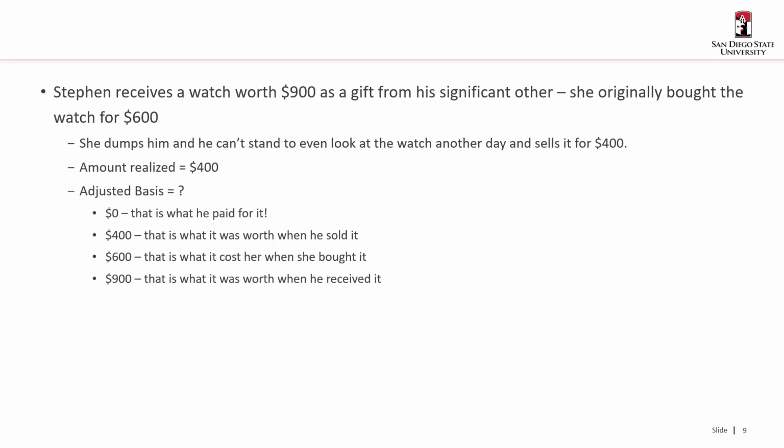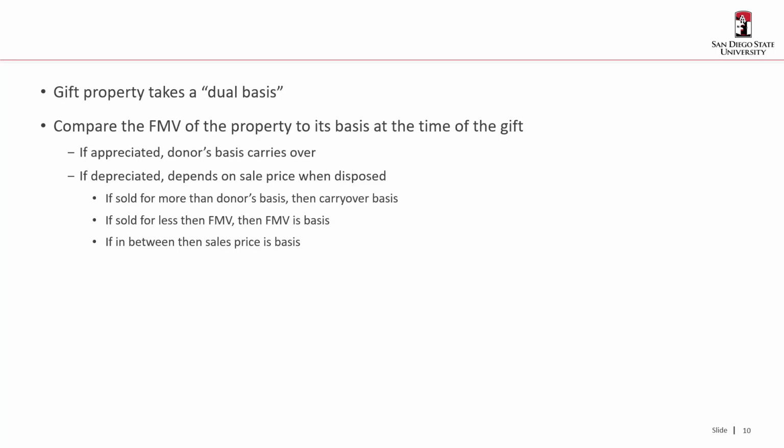The question is, what is the adjusted basis of property you receive as a gift? That basis could be zero, right? Because that's what he paid for it. He has no real basis. He's made no investment in the watch. It could be 400. That's what it's worth when he sold it. Maybe you think it could be 600. That's what it cost the significant other originally when she bought it. Or maybe his basis should be 900 because that's what it was worth when he received it. So you can see the gift property leaves a door open about how we need to define adjusted basis in an event when you receive property by gift.